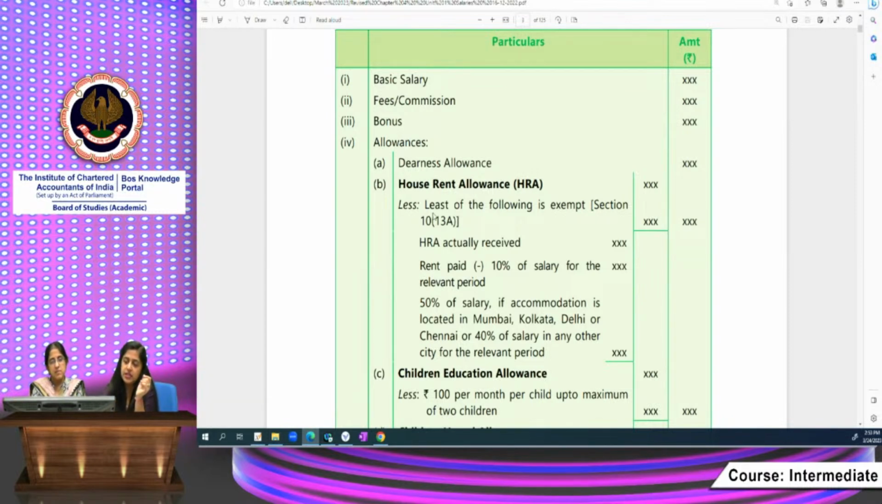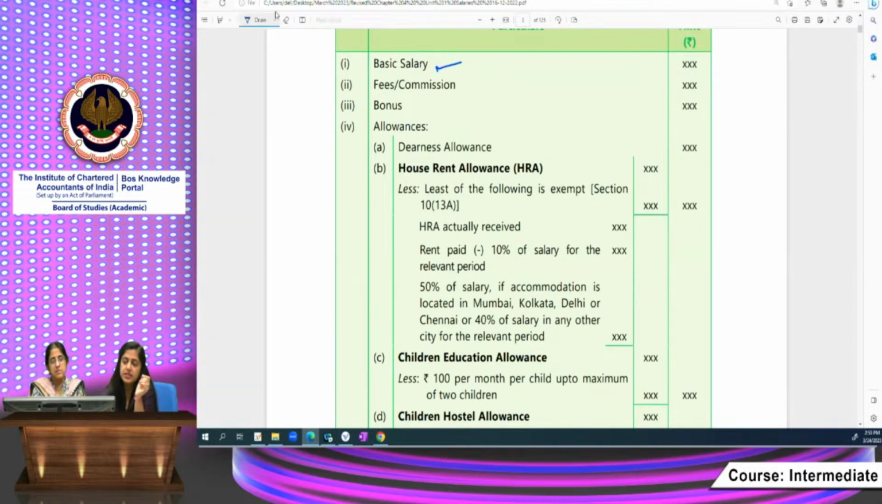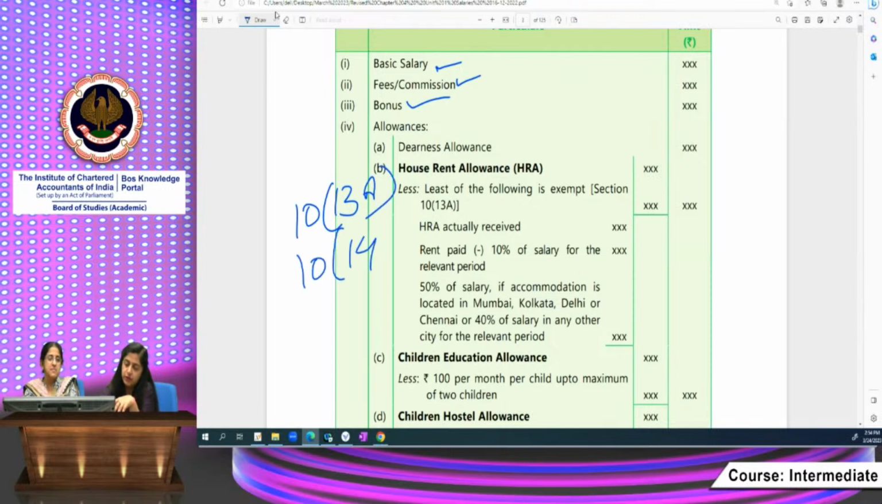The basic salary, whatever you receive from your employer, is taxable. There is no exemption about it. Any fees you have received, any commission, any bonus, is completely taxable. Any allowances, other than those in which exemption is available, whether in the form of telephone allowance, medical allowance, or any other allowance, are taxable completely. There is no exemption in this regard. Only a few allowances under section 10(13A) and section 10(14) get an exemption.